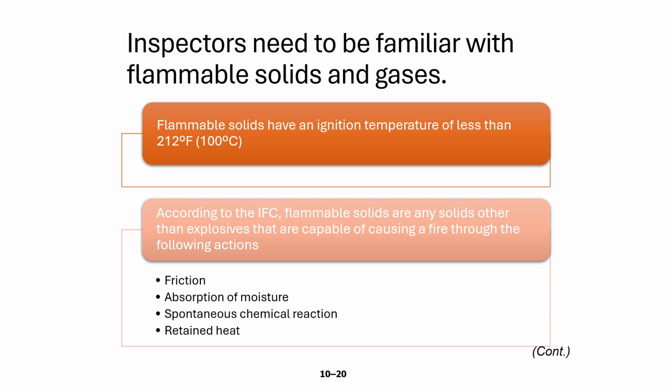So, flammable solids and gases. A flammable solid has an ignition temperature of less than 212 degrees Fahrenheit. According to the International Fire Code, the IFC, flammable solids are any solids other than explosives that are capable of causing a fire through the following actions: friction, absorbing moisture, a spontaneous chemical reaction, and the ability to retain heat.